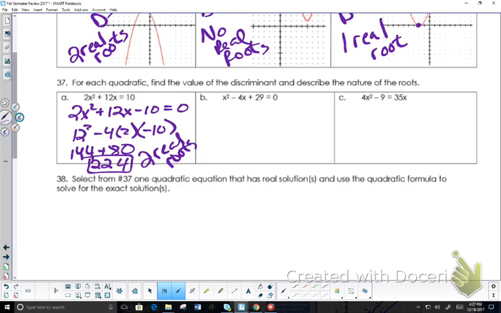Here I've got b squared minus 4ac. Okay, so this will be 16 minus, this is bigger than 16, so I can tell you this is going to be no real solutions.